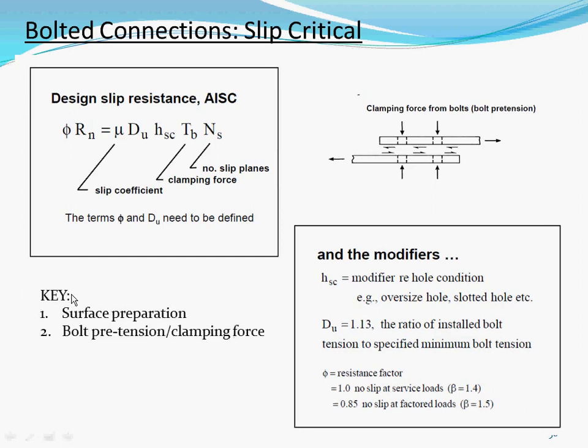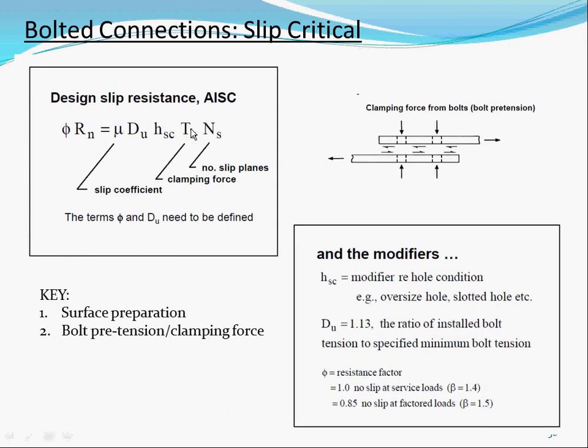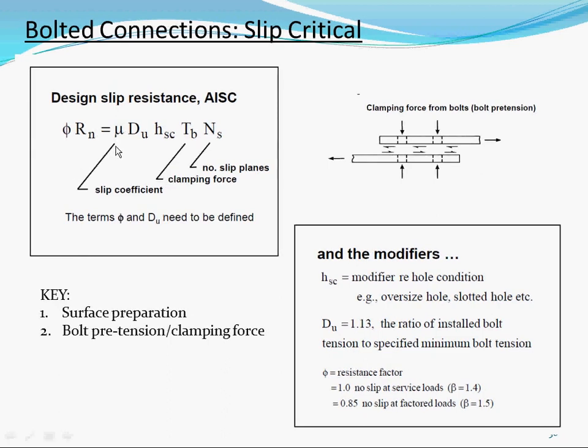Okay, mu is for surface preparation, because look at this one: if you adjust it by a little bit, your whole strength is based on that. This one you can't change. This number you can't change. This is the number of planes based on the geometry. This is based on the bolt. So the only thing you could do is change the surface preparation to get a higher capacity, or change the bolt tension to get higher capacity.